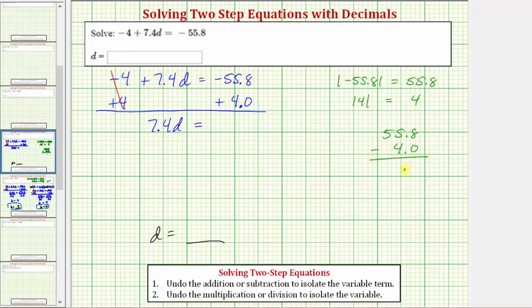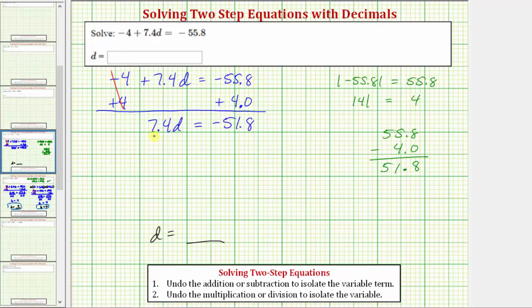With the decimal point down, 8 minus 0 is 8, and 55 minus 4 is 51. So the difference is 51.8, but we use the sign of the number that had the larger absolute value, and because the -55.8 had the larger absolute value, the sum is -51.8. And the sign should make sense because the -55.8 is going to outweigh the positive 4.